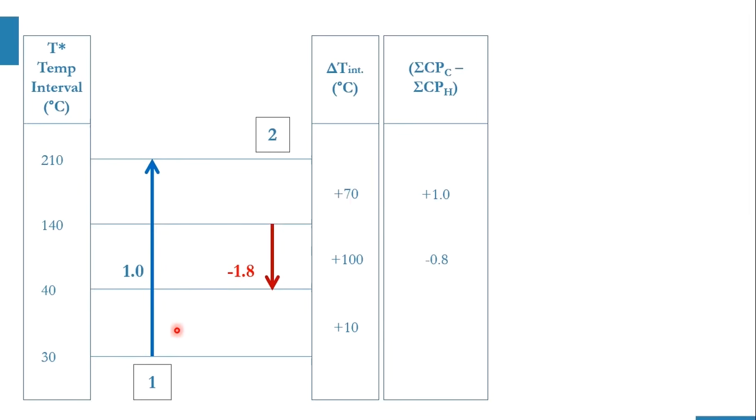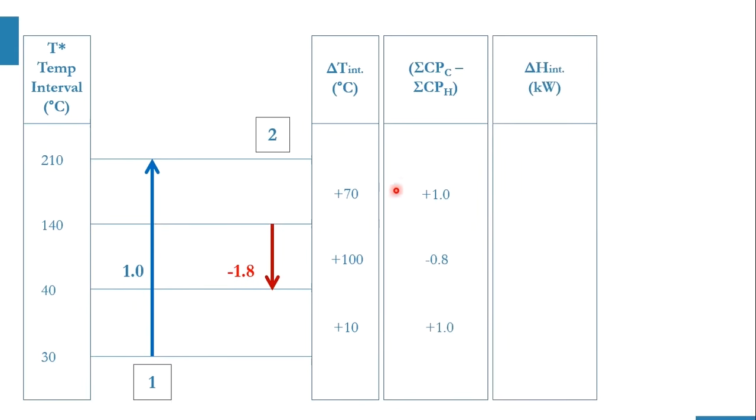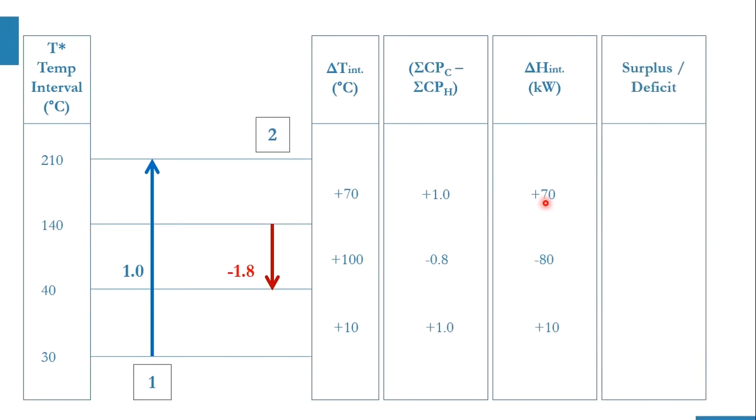Then again in the third region, there is only one stream, that is a cold stream, and whose Cp is 1. Now what you need to do is multiply these two to get the value of delta H interval. So that will be plus 70, that will be minus 80, and that will be plus 10. And I had told you that if the value of delta H is positive, then it means it is deficit. And once it is negative, it is surplus. So this is the first major part of our problem table approach.